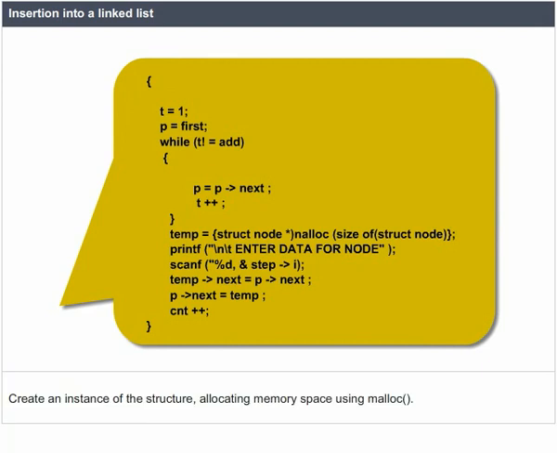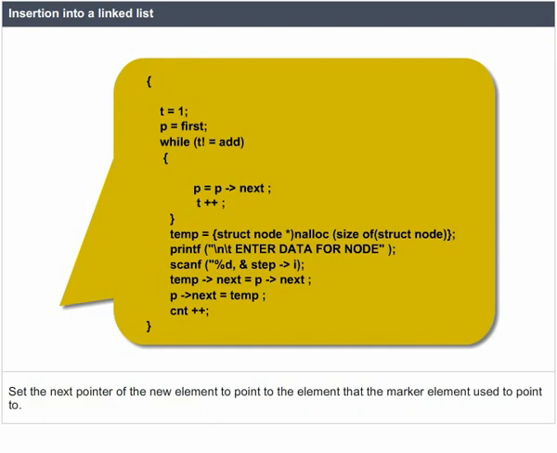Create an instance of the structure allocating memory space using malloc. Set the next pointer of the new element to the element that the marker element used to point to. Set the next pointer of the marker element to point to the new element whose address is returned by malloc().